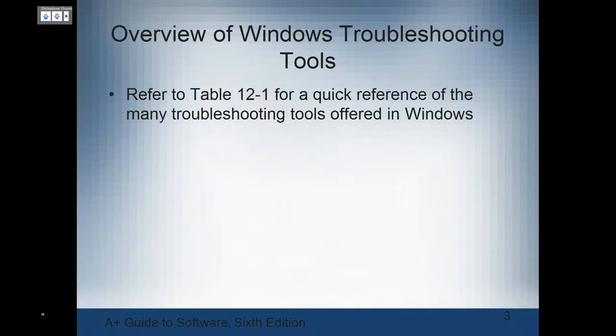So there's table 12-2 in the book, and I didn't copy it up here. You have it. It's a quick reference for many of the troubleshooting tools offered in Windows.